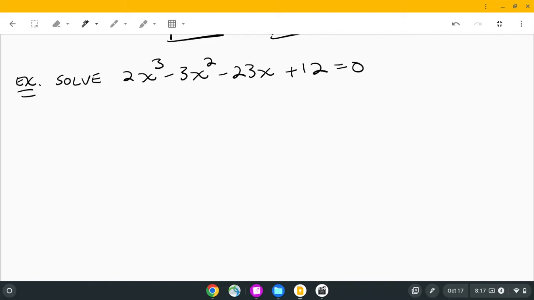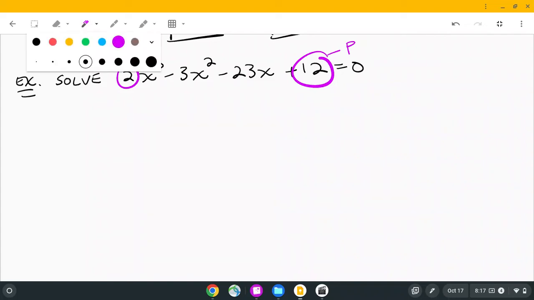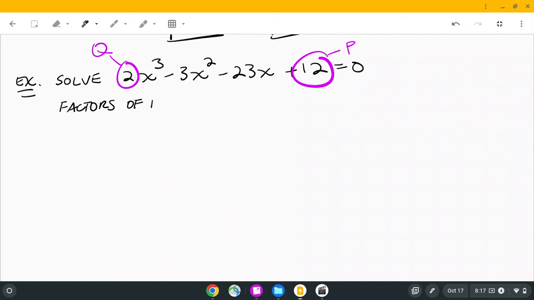All right, so everything is in order, 3, 2, 1, 0. So this is my P. And we have an actual number other than 1 for Q. All right, that just makes our list a little bit longer. So let's do our factors. Factors of P. So all the things that make 12. Plus minus 1, plus minus 2, plus minus 3, plus minus 4, plus minus 6, plus minus 12.